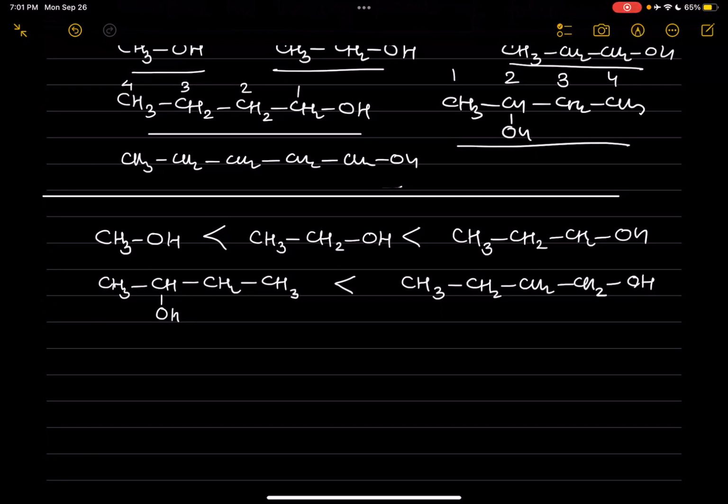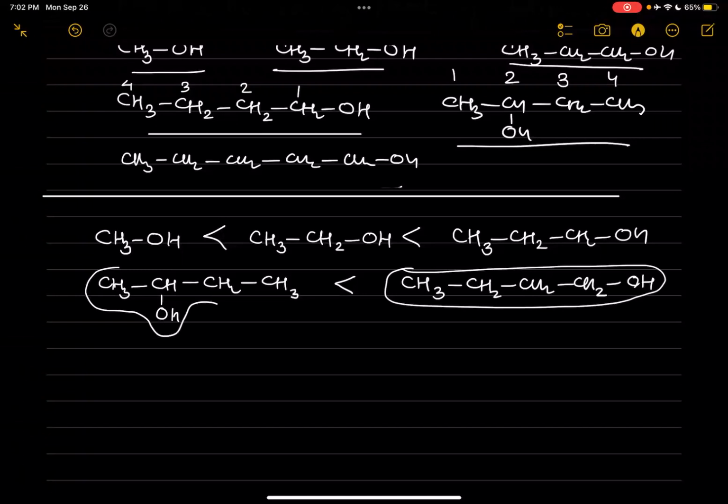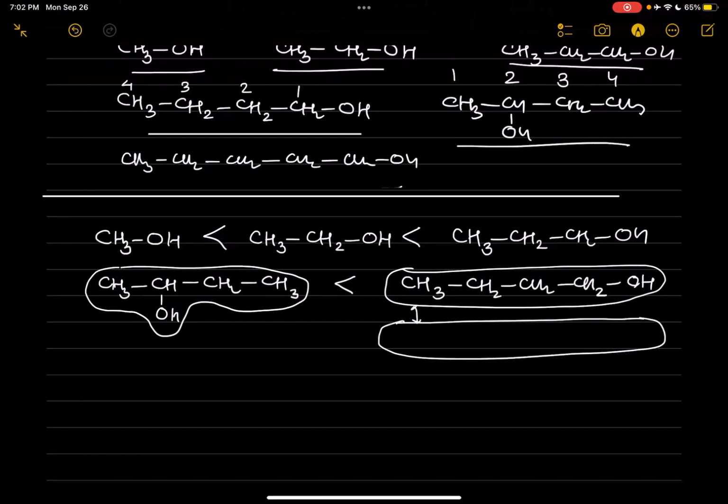Always remember, among isomers, the linear molecule will have the higher boiling point. Is it clear? Why? Suppose this is a linear molecule, and this is not linear, it is branched. In a linear molecule, all the carbon atoms are lined up on the same side. If you take another molecule, it will be like this, and there will be a lot of van der Waals forces between them.